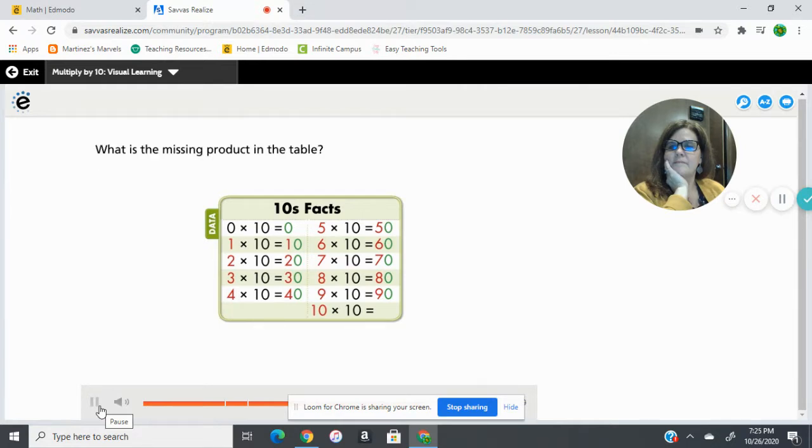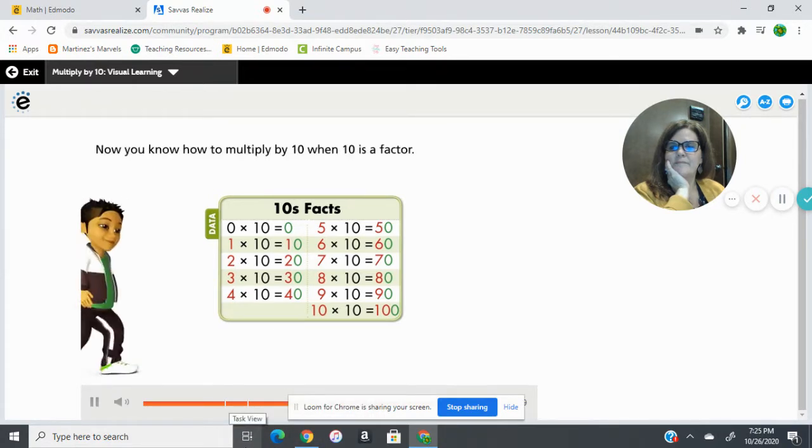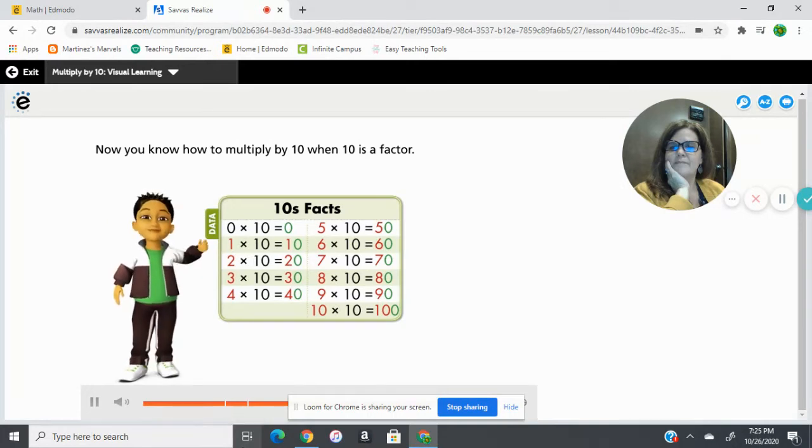What is the missing product in the table? Okay, so if we have 70, 80, 90, 100. 100 is the missing product in the table. So, Greg will run 100 miles. Now you know how to multiply by 10 when 10 is a factor.